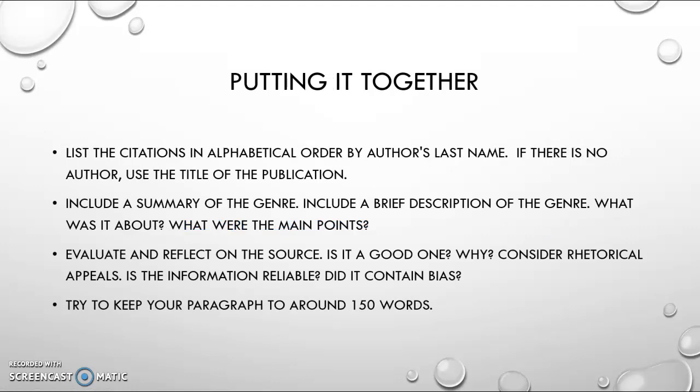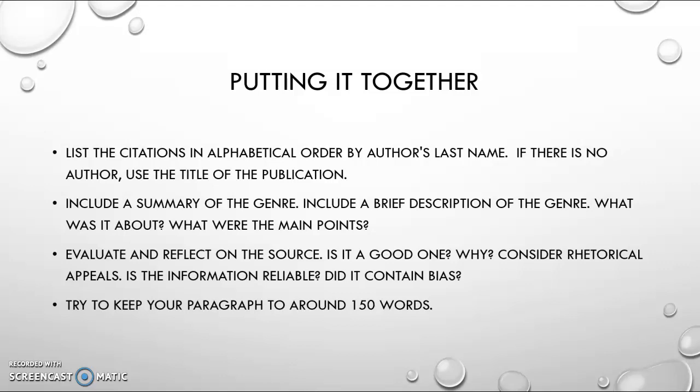So some little things about putting it together. You always list citations in alphabetical order by author's last name. If there is no author, you go to the next element in that list, which would be the title of the publication. 99% of the time, that's going to have you covered. But if it's not, then you go to the title of the container. You just go down the list.